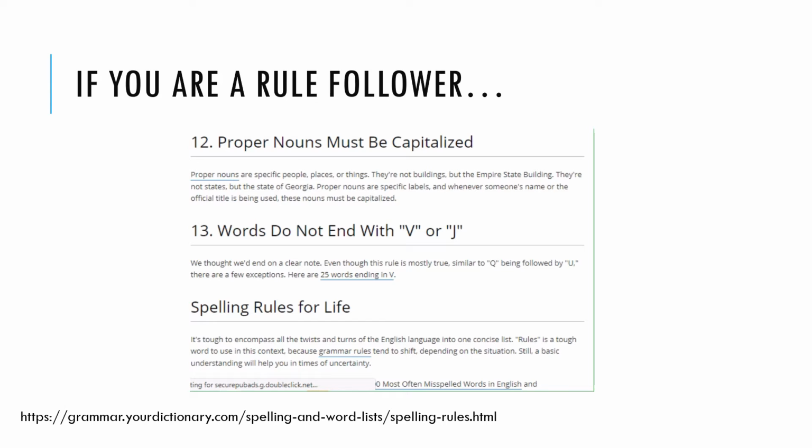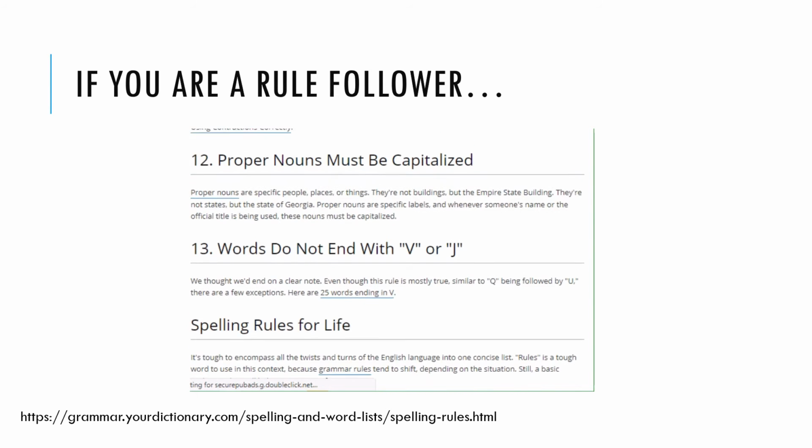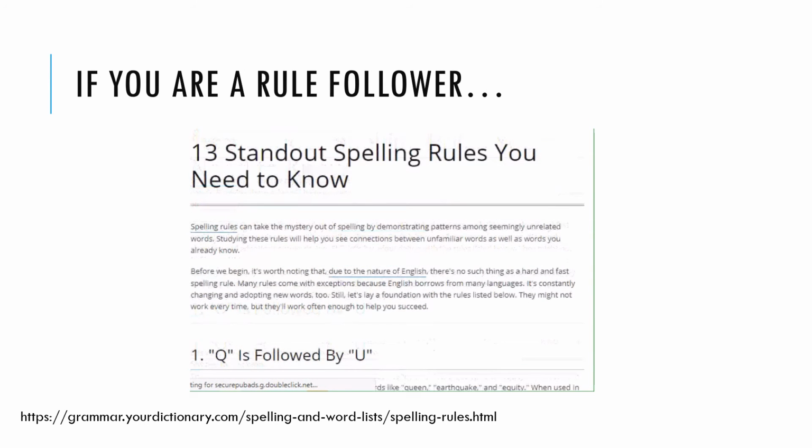This is one I've never thought of before, but words do not end with V or J. They do tell us on here there are 25 words that end in V. I can't think of any right now. Maybe you can. So those are 13 rules that hopefully we know through experience, or you may want to brush up on some of those and check out some of the rules more in depth, or the exceptions to these rules.